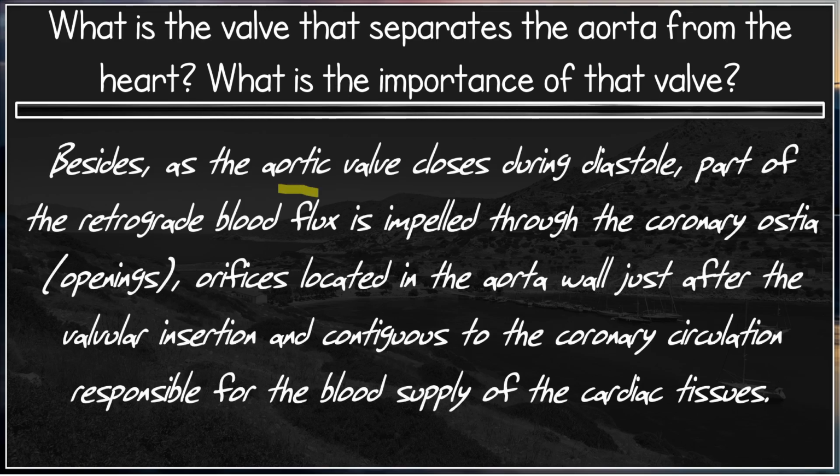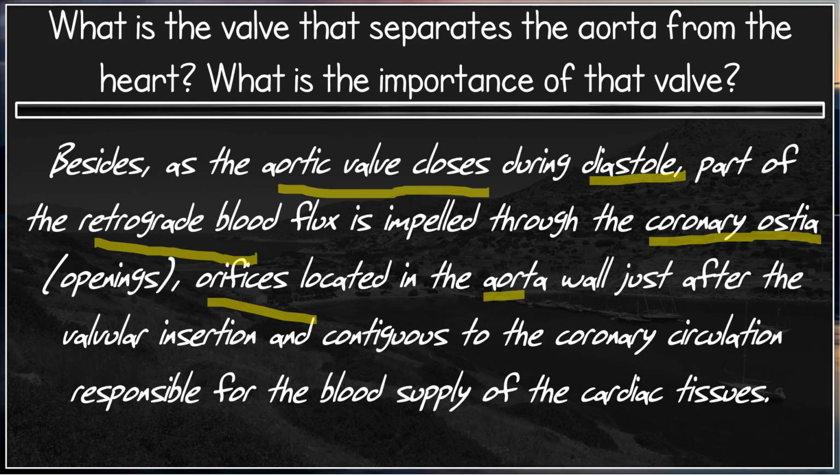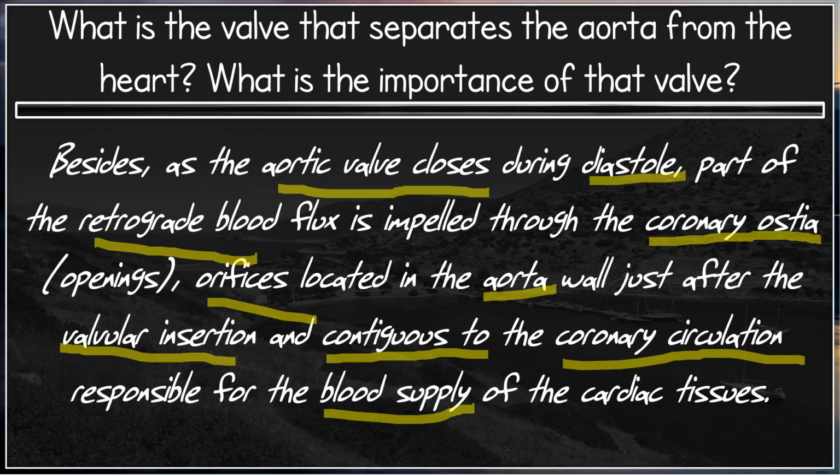Besides, as the aortic valve closes during diastole, part of the retrograde blood flux is impelled through the coronary ostia, openings located in the aorta wall, right after the valve insertion and contiguous to the coronary circulation, responsible for the blood supply to the cardiac tissue.